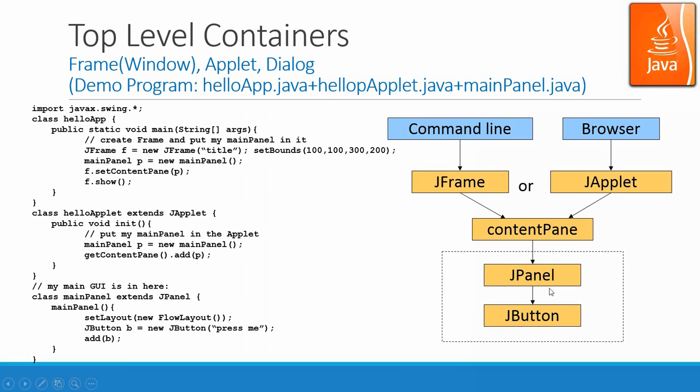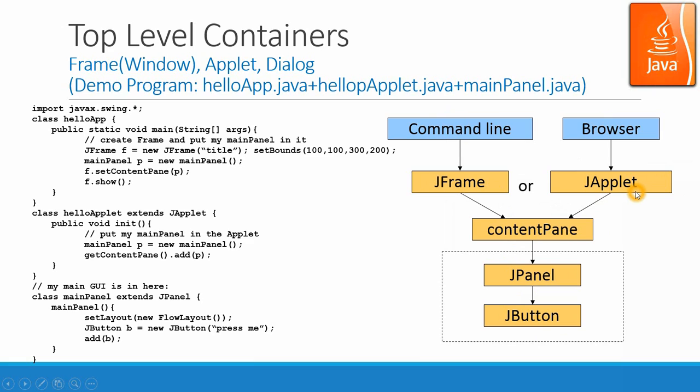So the main panel is a panel that's a second level container. Basically, you add some button into the panel and then associate this panel with a content pane. And this content pane is added to an applet or to a JFrame. These are two different applications. One is an application from the command line or Windows environment. The other one is an application on a browser.